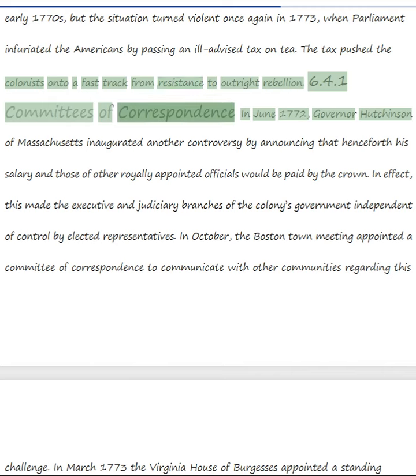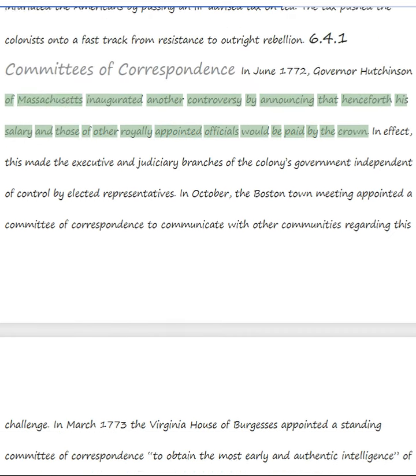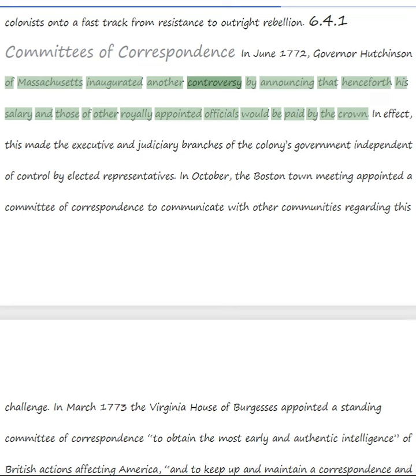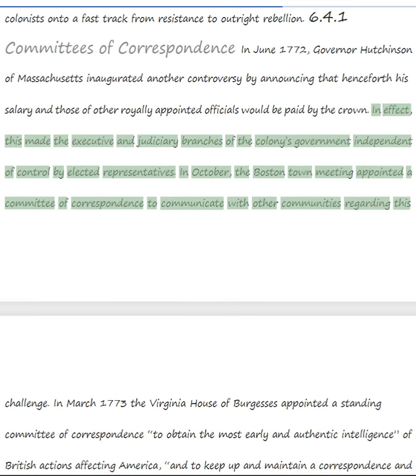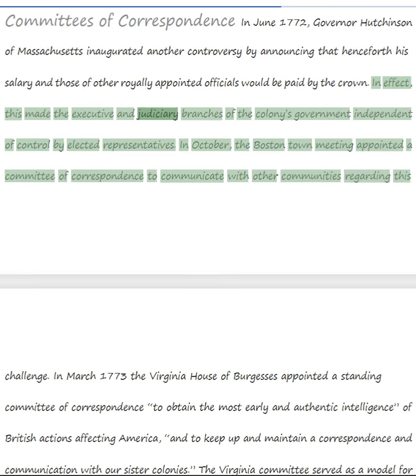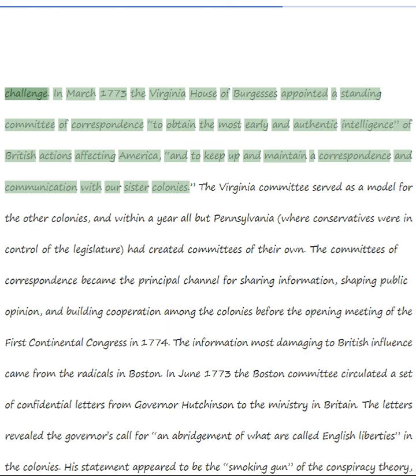6.4.1 Committees of Correspondence. In June 1772, Governor Hutchinson of Massachusetts inaugurated another controversy by announcing that henceforth his salary and those of other royally appointed officials would be paid by the Crown. In effect, this made the executive and judiciary branches of the colony's government independent of control by elected representatives. In October, the Boston Town Meeting appointed a committee of correspondence to communicate with other communities regarding this challenge.